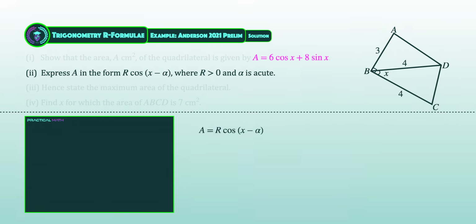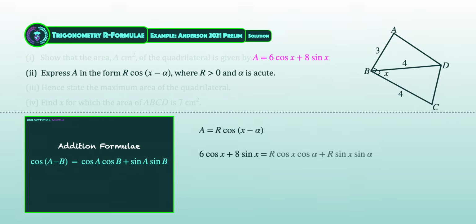For part 2, we begin by having A equal to r cosine (X minus alpha). We will now replace the left hand side with 6 cosine X plus 8 sine X found earlier in part 1. For the right hand side, we will expand the R formula through the application of the addition formula for cosine, giving us r cosine X cosine alpha plus r sine X sine alpha. Then we will compare the terms consisting of cosine X on both sides of the equation. We should tell that r cosine alpha is equal to 6 as our first equation. Similarly, comparing the terms consisting of sine X on both sides, we know that r sine alpha will be equal to 8 in our second equation.